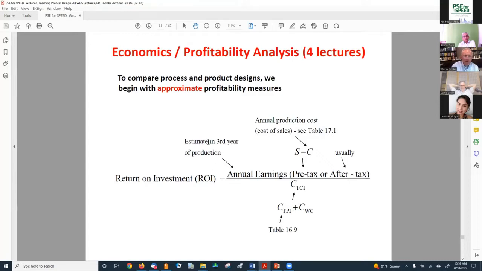Now, very important is when we're doing the profitability analysis, we do it approximately at first. We estimate in the third year of production the annual earnings. How do we get that? Well, the pre-tax annual earnings is what you get in the way of sales minus your cost of sales. And we discuss how to get the cost of sales in the lengthy table 17.1. Now, usually we use after tax. So we have to take the pre-tax amount and multiply it by a tax rate and subtract that. And then we divide through by the total capital investment.